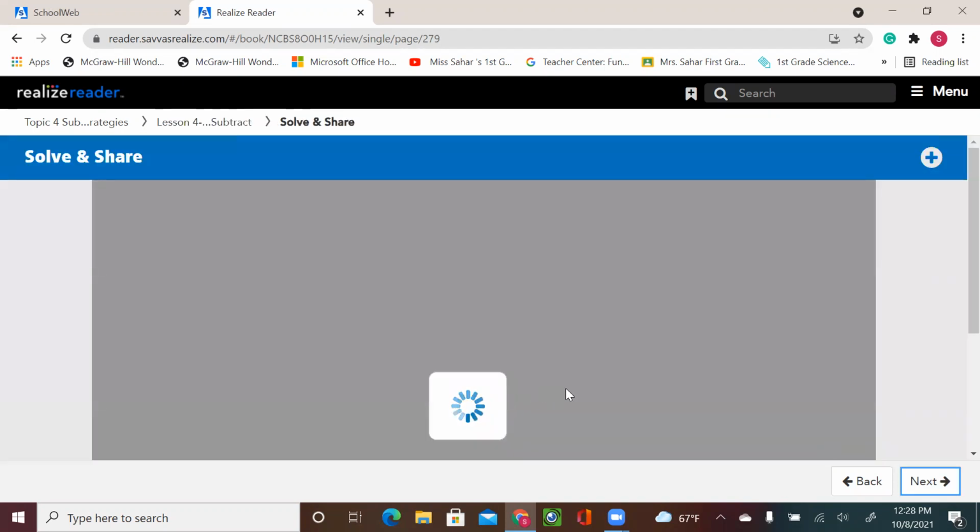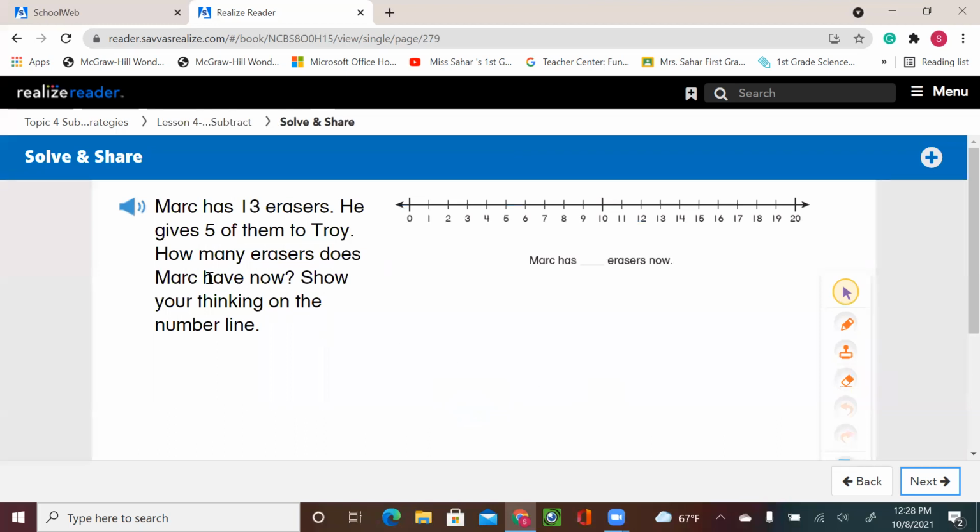Page 161. Mark has 13 erasers. He gives 5 of them to Troy. How many erasers does Mark have now? Show your thinking on the number line. We have used the number line before in addition. Today we're going to use it in subtracting. So let's see.